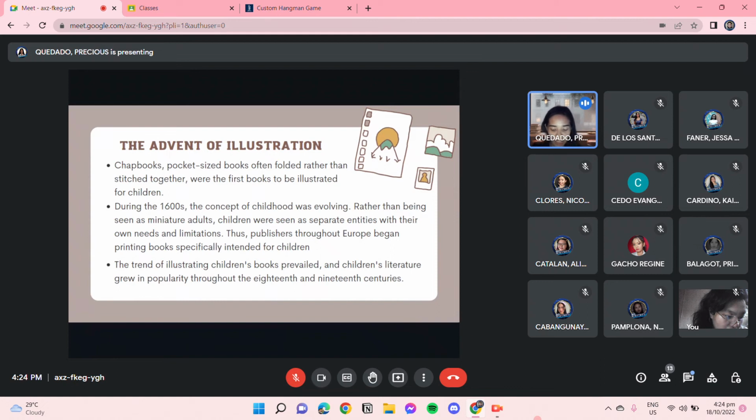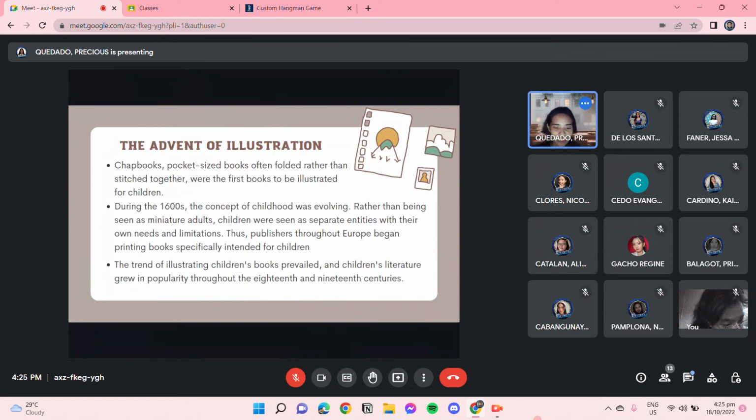These books usually contain simple woodcut pictures to go along with their contents, often popular ballads, folk tales, and even religious passages. As we heard about the Lord's Prayer earlier. So during the 1600s, the concept of childhood was evolving. Children were not miniature adults anymore. They were not seen as just tiny human beings who are just like adults. Children were seen as separate entities, and they have individuality, they have their needs, they have their limitations.